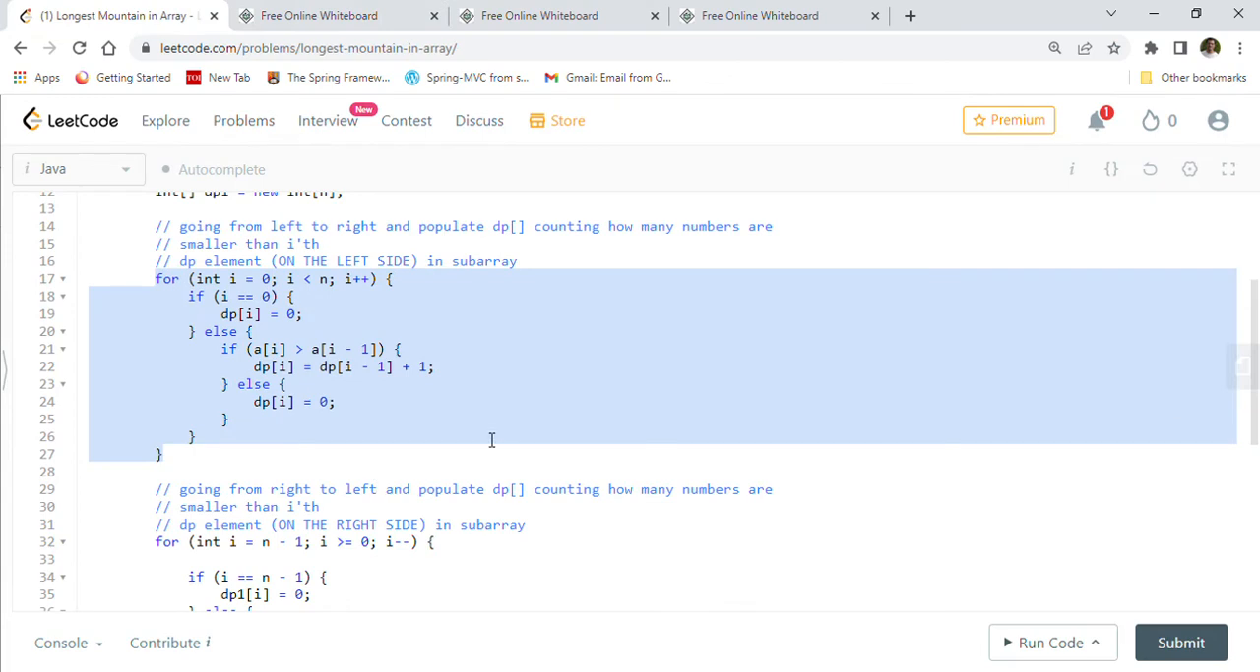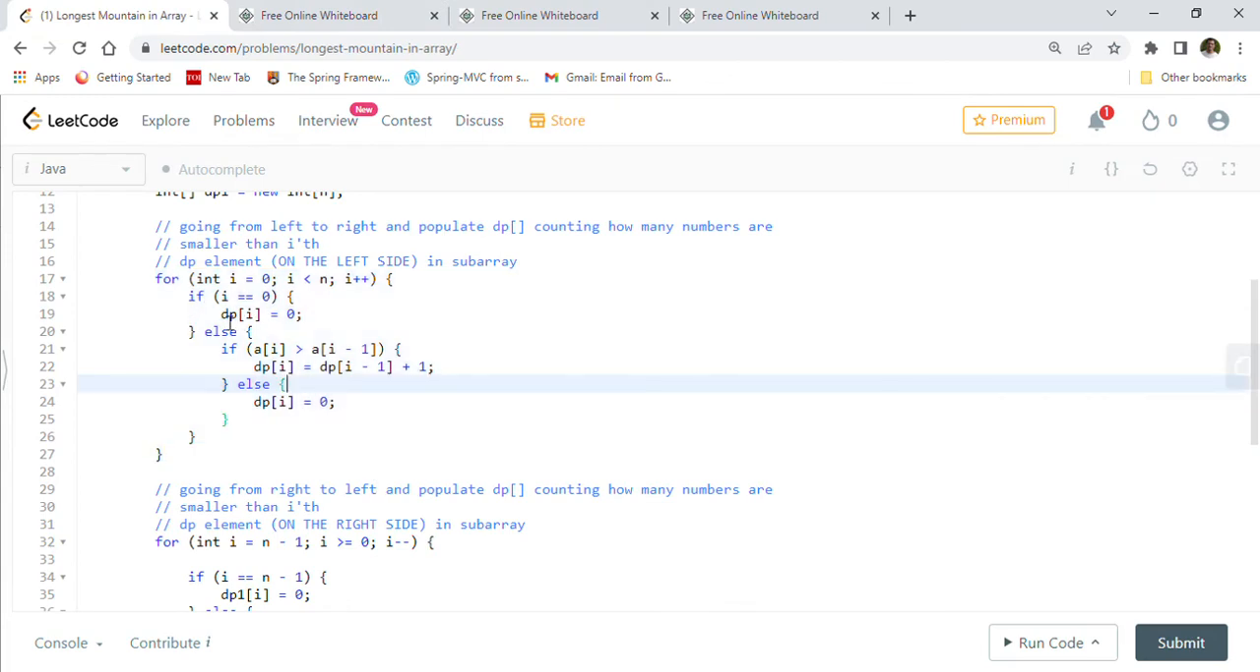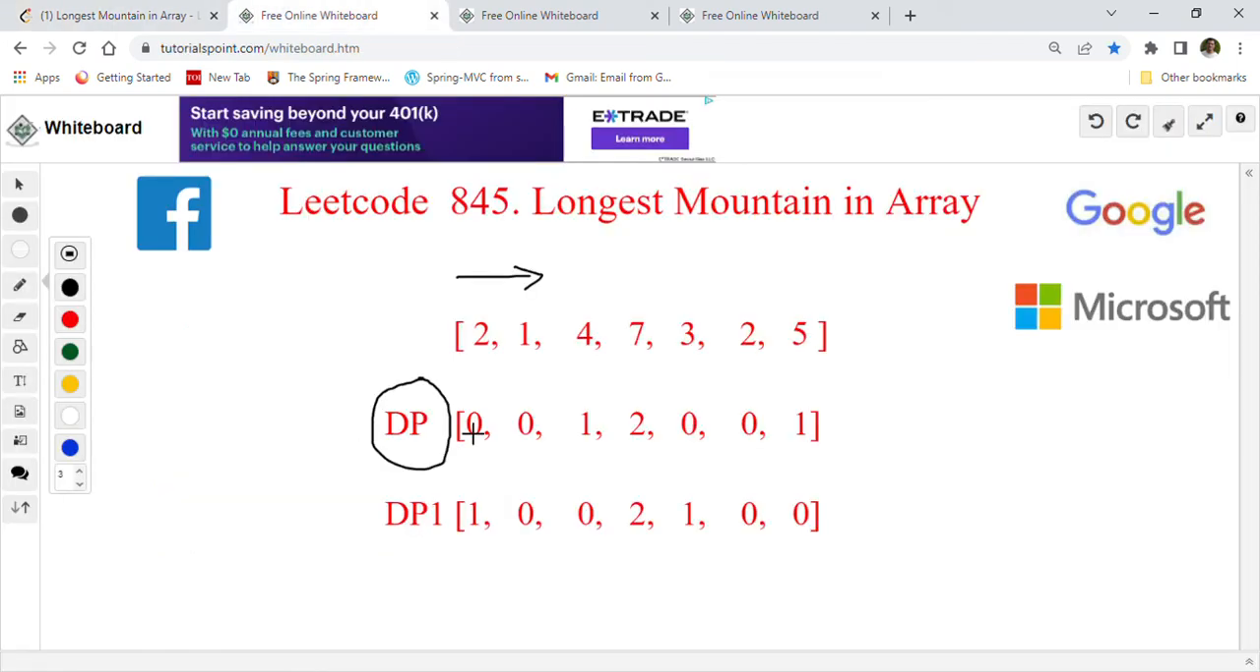So as you can see, if I is 0, then we directly put 0 for the first element, because there are no other elements on the left side of the first element. Otherwise, we check if array of I is greater than array of I minus 1. Then we add 1 to the previous value, because it is going to contribute one more element into our length. If this is not the case, then we directly put 0, as I showed you in the example.